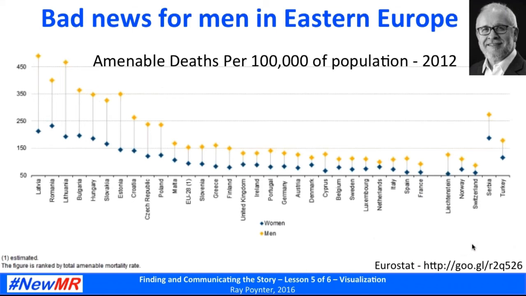Here is a great example from Eurostat. So they've sorted the data. So just explain briefly what it is. Amenable deaths, people who need not have died. If the right interventions had taken place, they need not have died. They're amenable; avoidable deaths is another definition, which is slightly different.